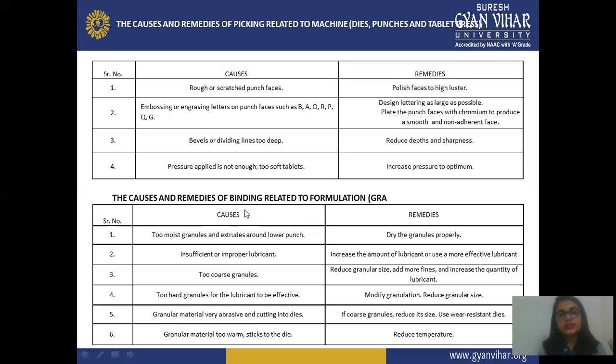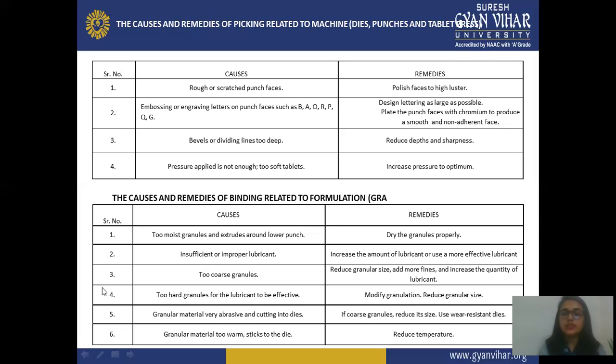And next is for binding related to the formulation or granulation. First is too much granules exceeding the lower punch, and the remedy is to dry granules properly and limit them. Second is insufficient and improper lubricant. Increase the amount of lubricant and improve the effective lubricant. And third is too coarse granules, and for this reduce the granule size or add more fines or increase the quantity of lubricant. And fourth is granules too hard for the lubricant to be effective. In this condition, you modify the granulation or reduce the granule size.